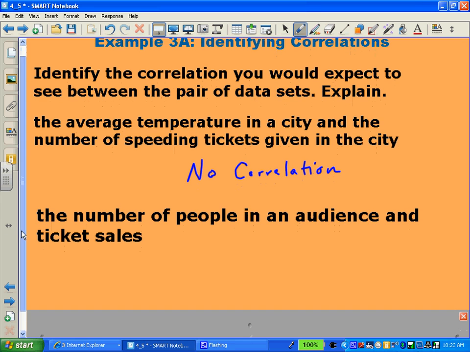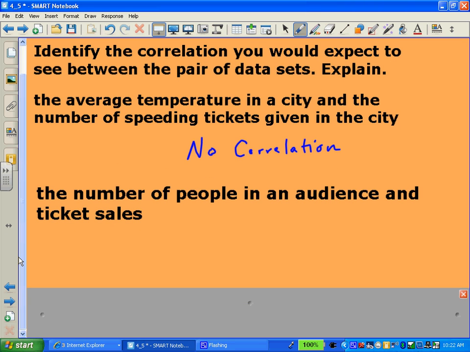Let's look at another situation. The number of people in the audience and the tickets sold. So, do you think that the more people we have means the more ticket sales, or the more people we have, the lower ticket sales, or do you think they're not related? Well, hopefully you think the more ticket sales, the more people. So that would be a positive correlation. They're both increasing.